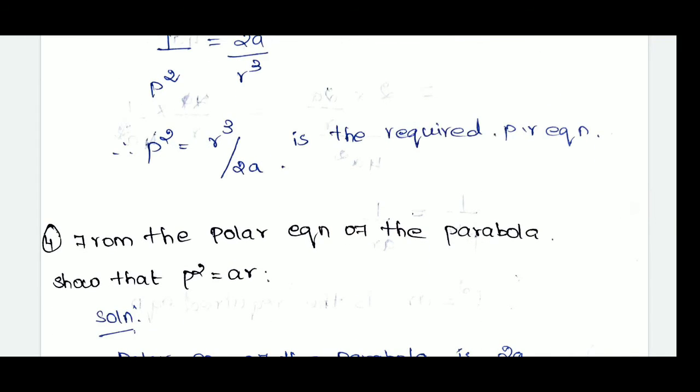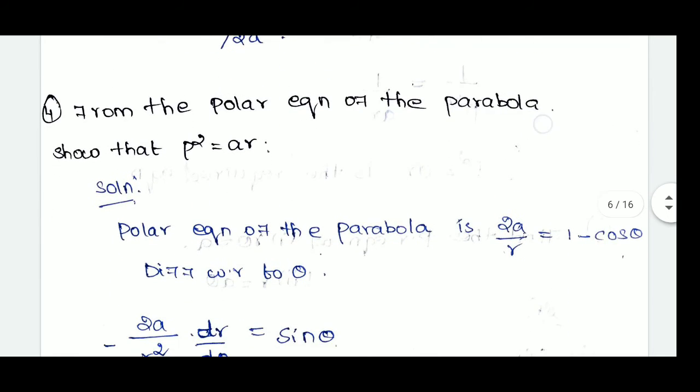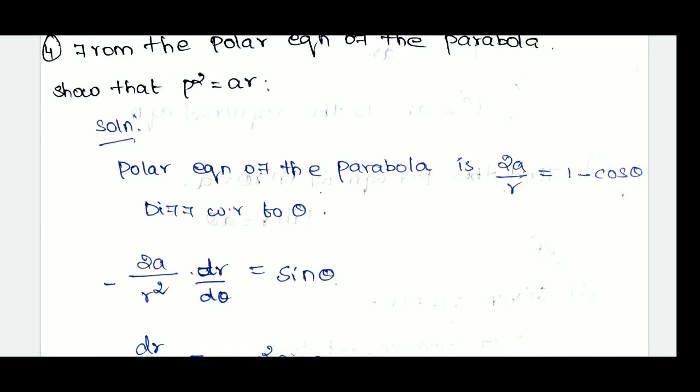We can see the next problem, the fourth problem. From the polar equation of the parabola, show that p² = ar. The polar equation of the parabola, this is a result we are using, is 2a/r = 1 − cos θ.